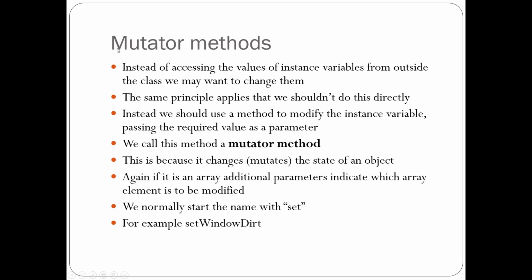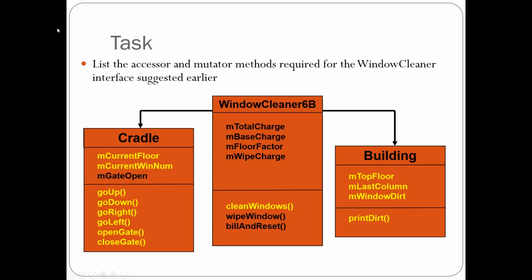We might at some point want to change a variable that's in another class, which is perfectly fine. But again, through the same principle, we shouldn't be allowed to access a variable from inside another class directly. We need to use a method to modify that variable through the use of a parameter. The technical term is a mutator method, because if anything mutates, it changes. And we normally start those methods with the word set. So set window dirt, set age, set date of birth, it doesn't make any difference. We know those as mutator methods.